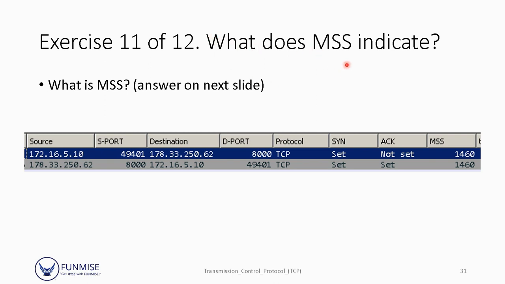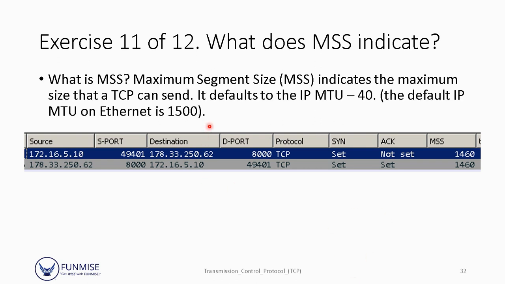Now, what does MSS indicate? What is MSS? Because if you're looking at the TCP protocol, and sometimes if you look at your packet capture, some information you may see is called here MSS, and you're wondering what that is. Well, MSS actually indicates maximum segment size, and this indicates the maximum size that a TCP can send. It defaults to the IP MTU minus 40, and the default IP MTU on Ethernet is 1500. So as you can see, if it's 1460, then it is actually using the default IP MTU to calculate this maximum segment size here.